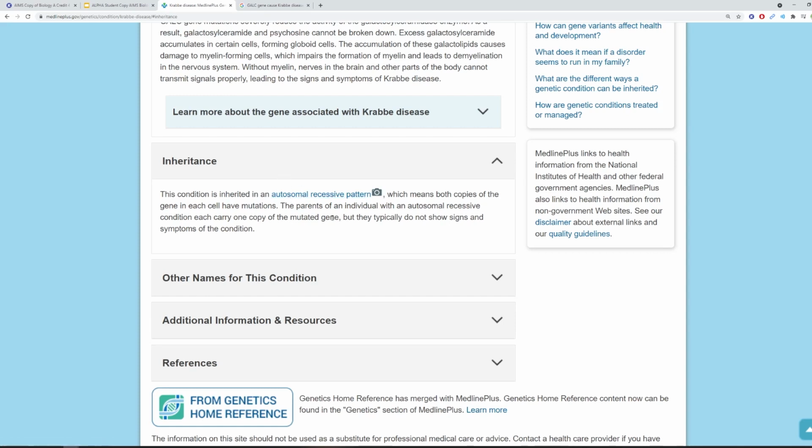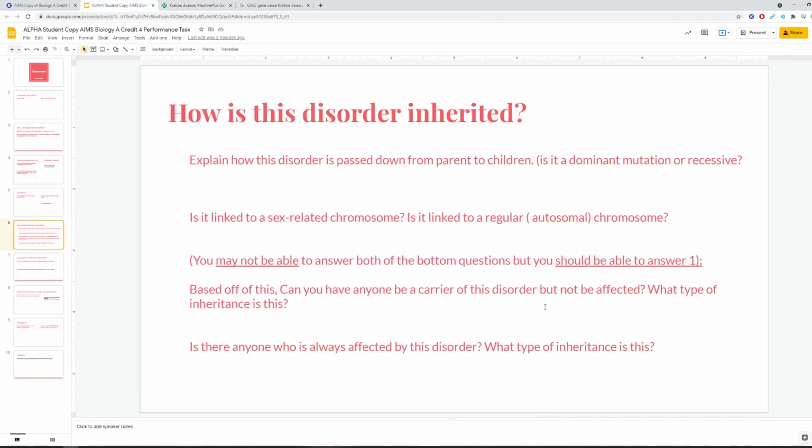Autosomal just means it's on a chromosome that is not sex-linked. So it's not on an X chromosome and it's not on a Y chromosome. All right. So we can totally use this information to help us answer that slide.